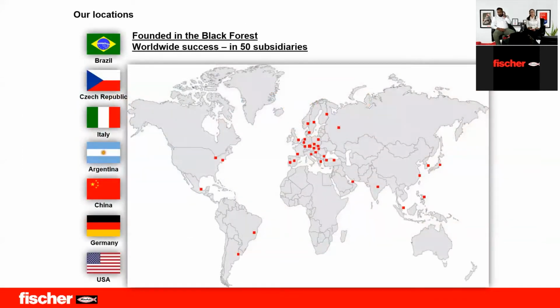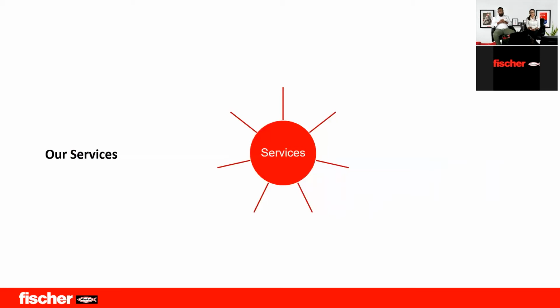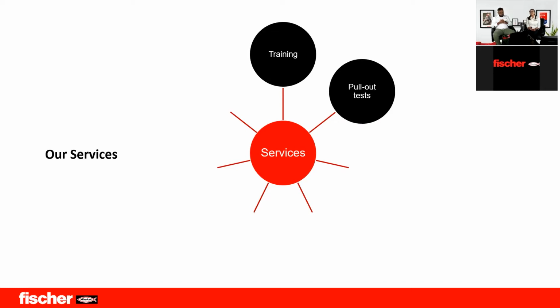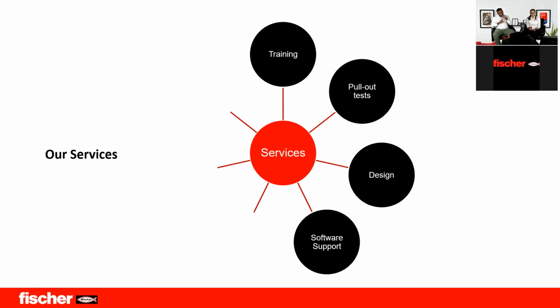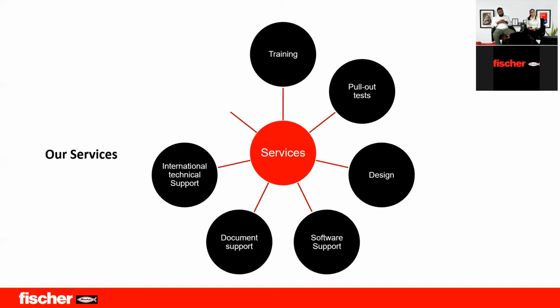Fisher has over 50 subsidiaries in 35 countries and employs more than 5,000 people worldwide. The key USP of Fisher is that we have over 1,500 patents on industrial building, registered all over the world. Coming to our services, we provide on-site trainings and demos. We do pull-out tests. We cover designs. We give software support. We provide documentation support, international technical support, as well as project references.